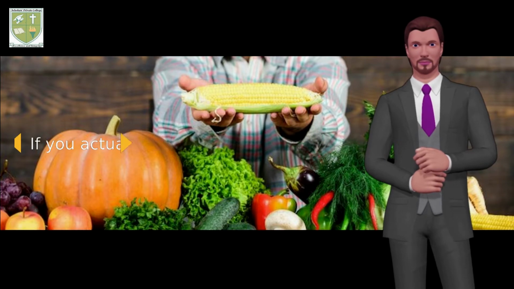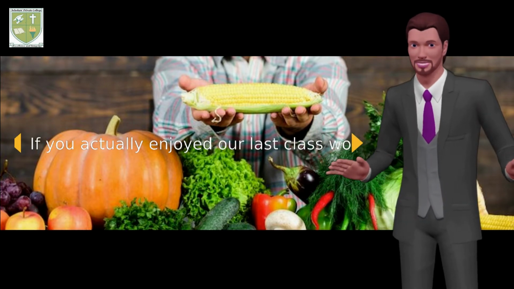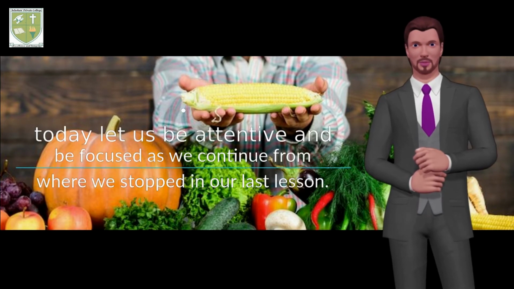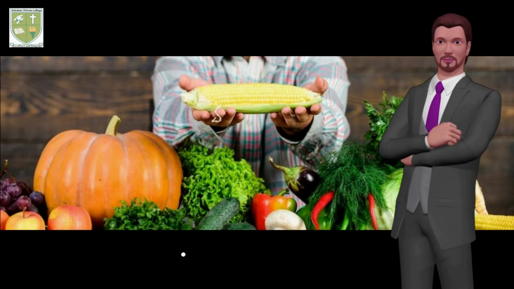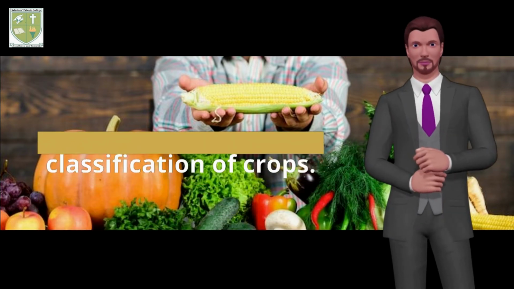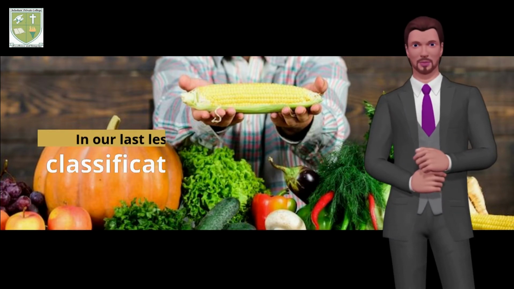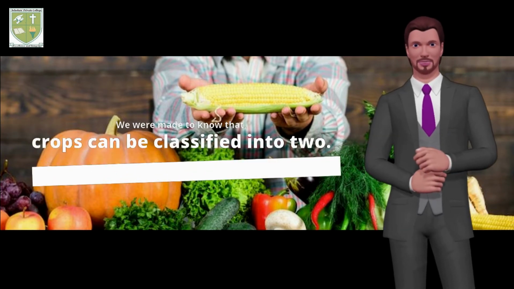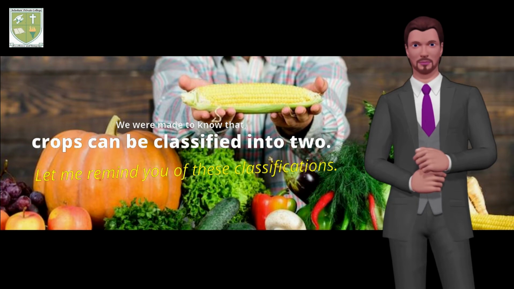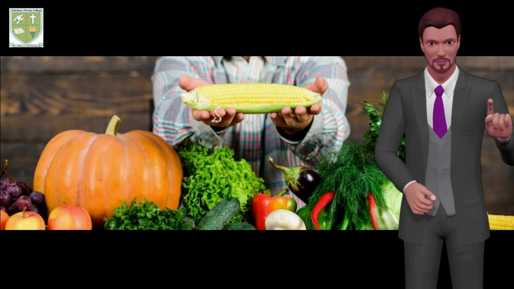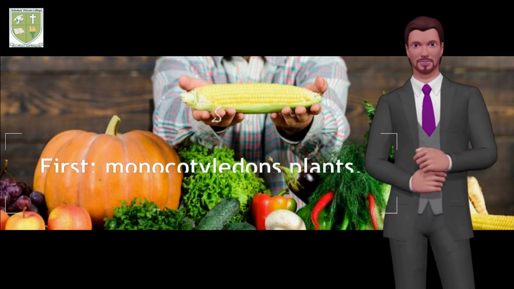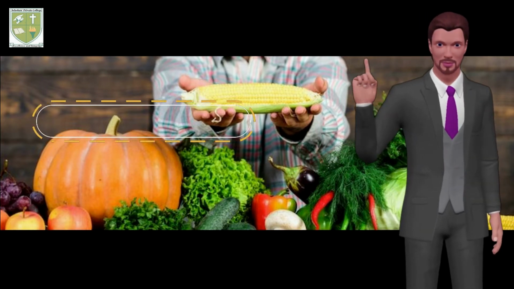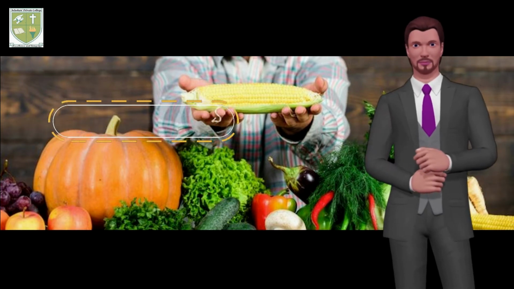Okay. If you actually enjoyed our last classwork, today let us be attentive and focused as we continue from where we stopped in our last lesson. In our last lesson, we studied the classification of crops. We were made to know that crops can be classified into two. Let me remind you of these classifications. The first classification, monocotyledons plants, while the second is dicotyledons plants.